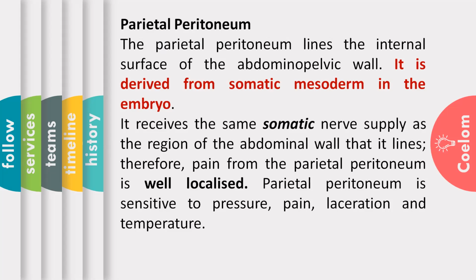Then it receives the same somatic nerve supply. Since it is derived from the somatic mesoderm, it receives the same somatic nerve supply as in the region of the abdominal wall that it lines. Therefore, pain from parietal peritoneum is well localized. Parietal peritoneum is sensitive to pressure, pain, laceration, and temperature.